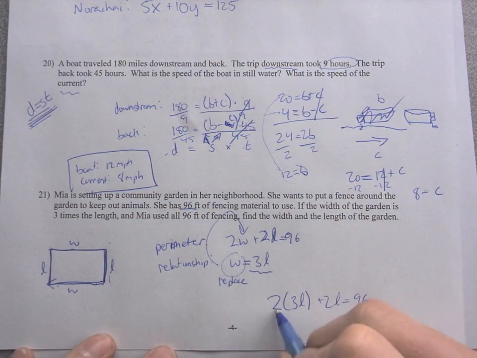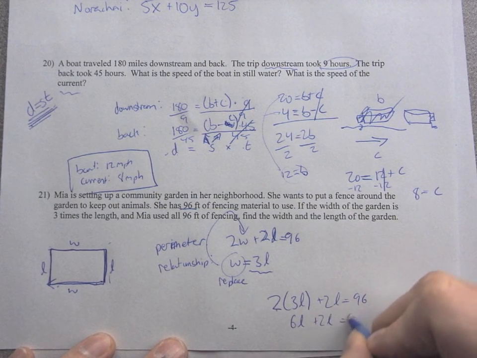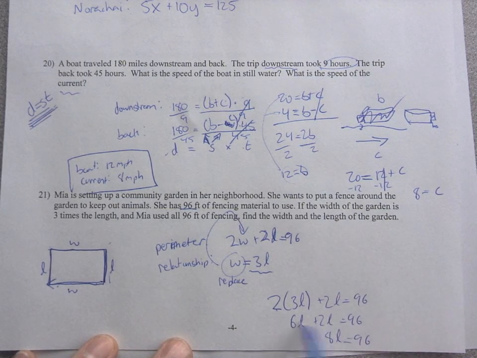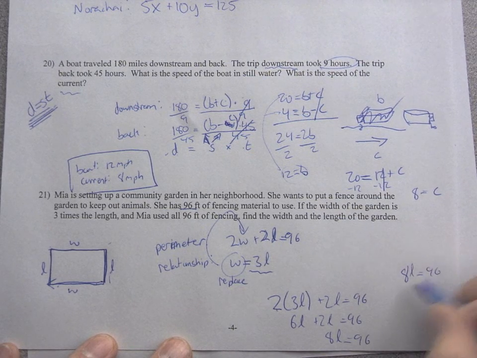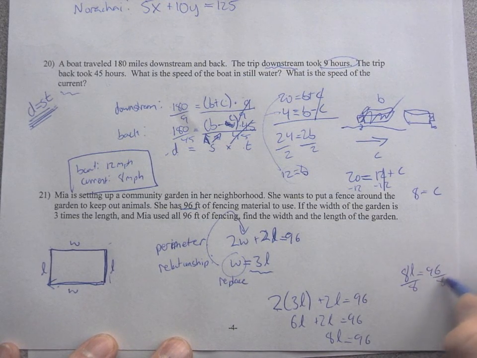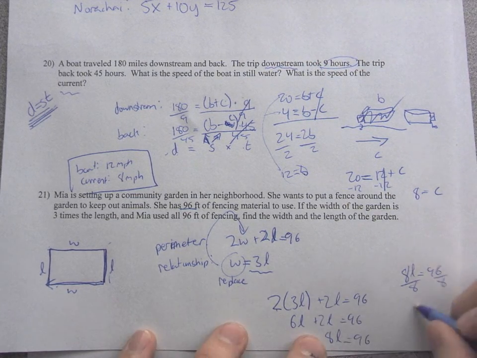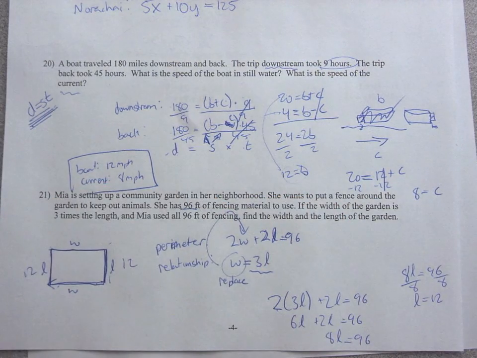So 2 times 3 is 6. So this is actually 6L plus 2L equals 96, or 8L is equal to 96 when we combine like terms. So if I want just L, I've got to divide by 8. 96 divided by 8 is 12. L equals 12. So that means this is 12 and this is 12.